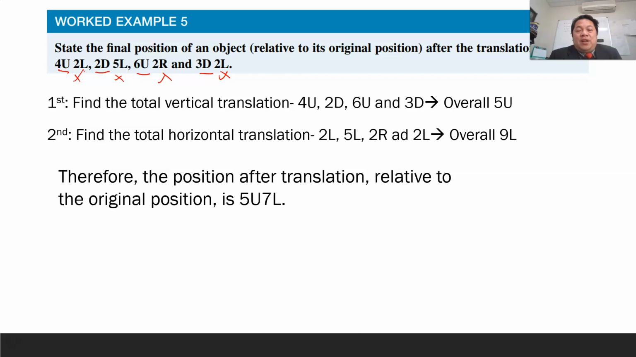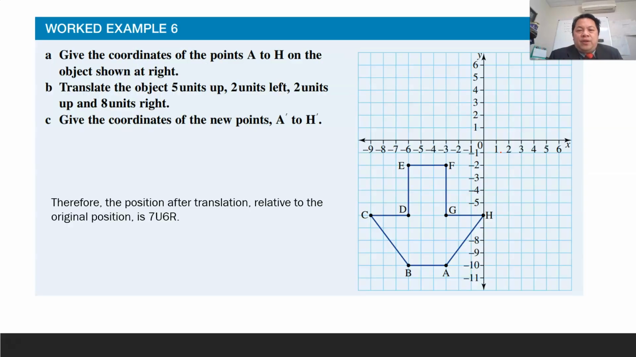Therefore, the position after translation relative to the original position is 5 up and 7 left. This is actually wrong. This is 7 here. My mistake, sorry.